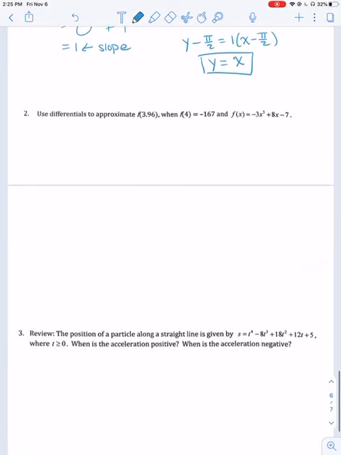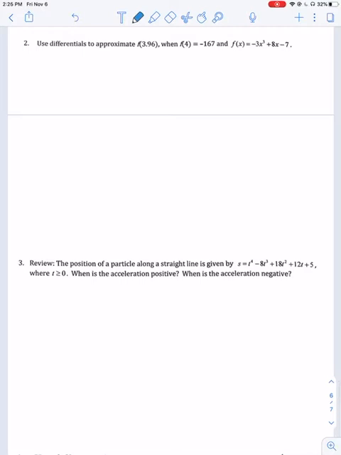Okay, number 2. Use differentials to approximate f of 3.96 when f of 4 is negative 167 and f of x is that function there. So there are 2 problems on this review that say use differentials. I want you to know that you can still just use the tangent line. So in this example, I will use the tangent line, and in number 4, I will show you the differential way to do it. But they're really doing the same thing, so you can use either method.